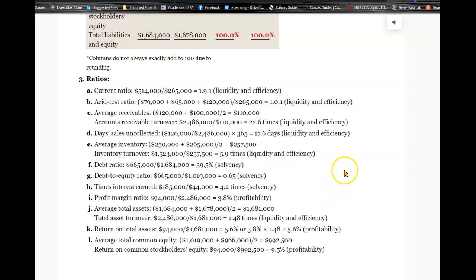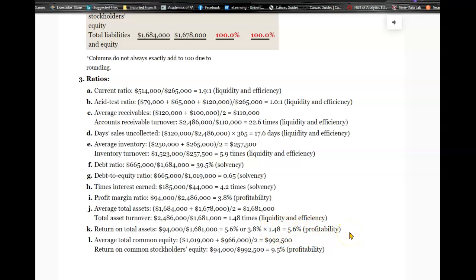All right. So what's the next one? We have a return ratio. Anytime you see return, that's a profitability ratio. So we have return on total assets. So we're using our net income number of 94,000 divided by that average total assets that we have. And so we come up with 5.6%. The other way to look at it is you can take your total asset turnover ratio of 1.48 and multiply that times your profit margin ratio of 3.8%, and that will get you 5.6% as well.